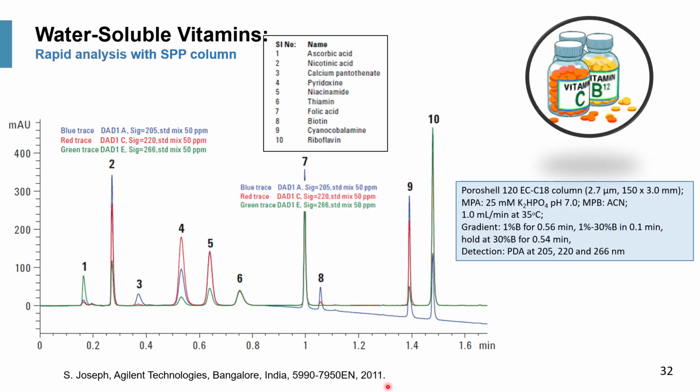A newer rendition of water-soluble vitamin analysis, this one supplied by Agilent Technologies from the Bangalore site in India, showing rapid analysis using a superficially porous column, a porous shell column, a very quick analysis in under 2 minutes of all the water-soluble vitamins. This one actually includes some vitamin B12.